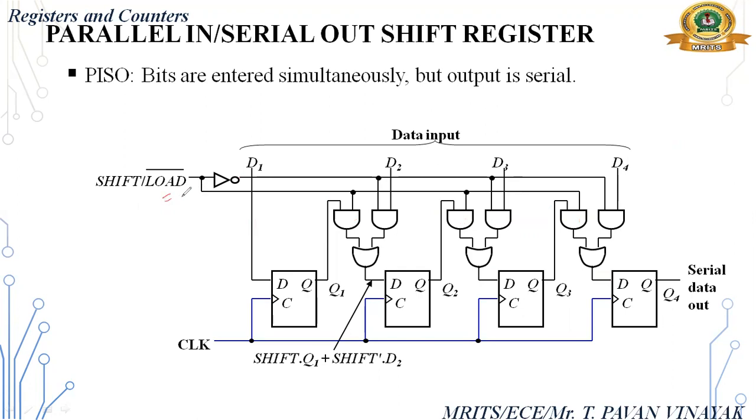Now, I am taking shift equal to 1. Shift is 1 means this becomes 0, this becomes 1. So this is on, off, on, off, on, off. So what is the output for this one? Q1, Q2, Q3. So the shifting operation is going on. So this is the parallel in serial out shift register. Okay, parallel in serial out.